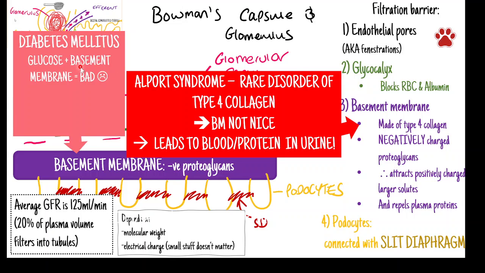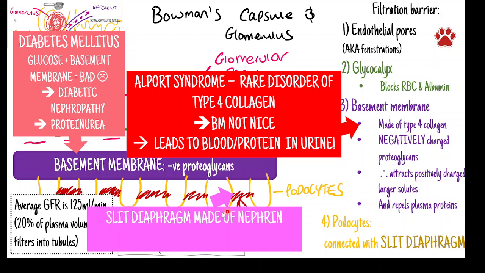Glucose and the basement membrane is a bad thing. What does that mean? In diabetes mellitus you have a lot of glucose in your blood, therefore a lot of glucose is going to be filtered as well. Glucose has glycation reactions, and when it glycates stuff, it basically destroys the function. So when there's excess glucose, it messes up your basement membrane, and this is called diabetic nephropathy, damage to your nephron, and you also get protein in your wee.